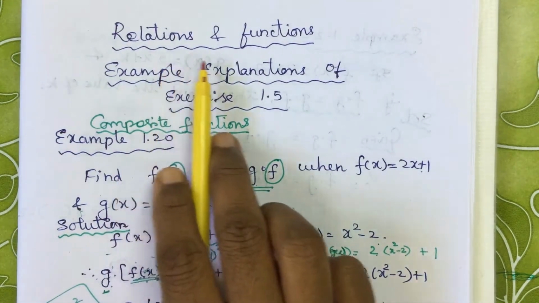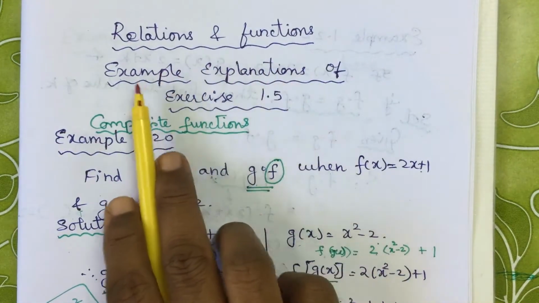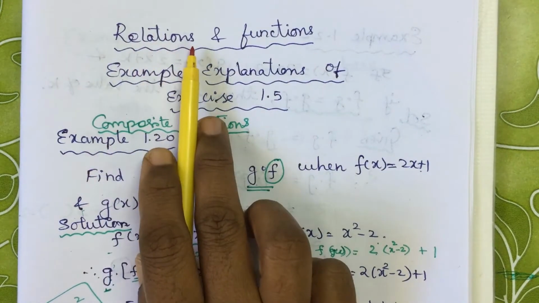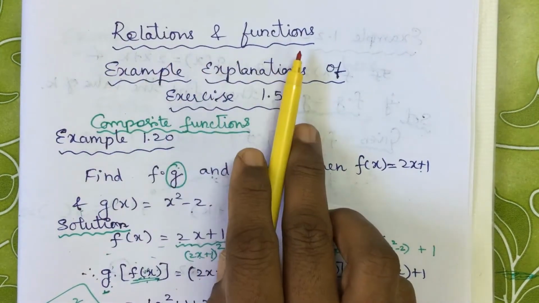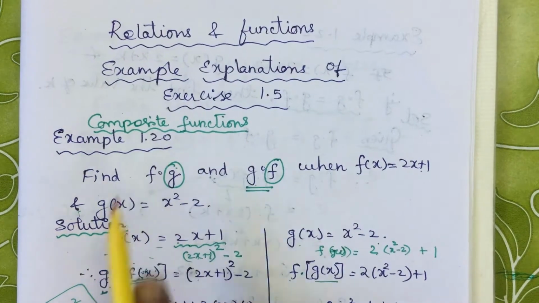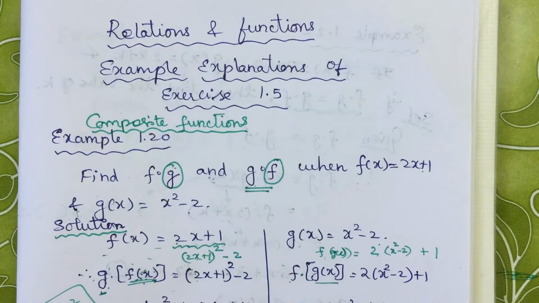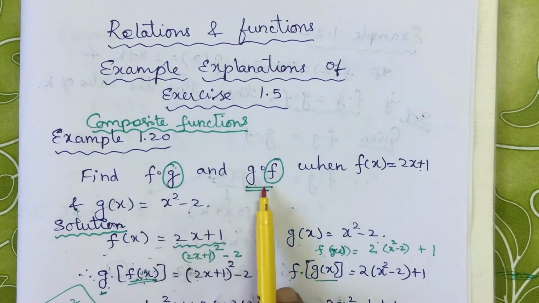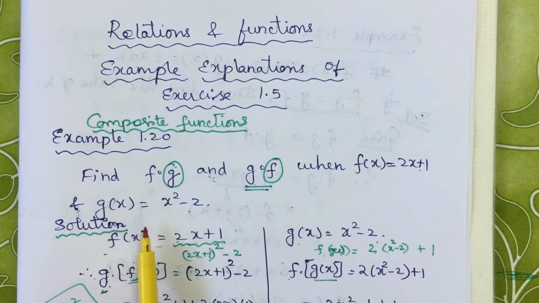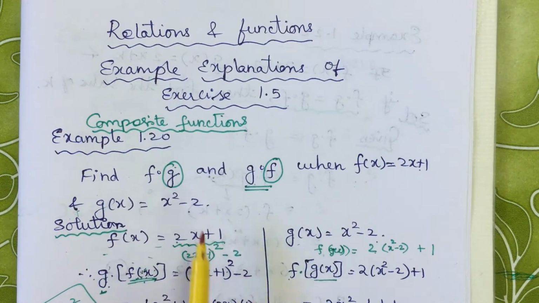Today you are going to see example explanations of exercise 1.5. The topic we are seeing so far is relations and functions. The subtopic is composite functions. Coming to example 1.20, find f dot g and g dot f when f of x is equal to 2x plus 1 and g of x is equal to x square minus 2.